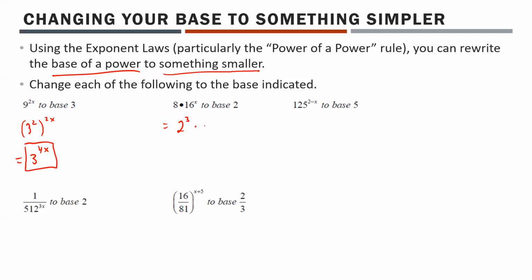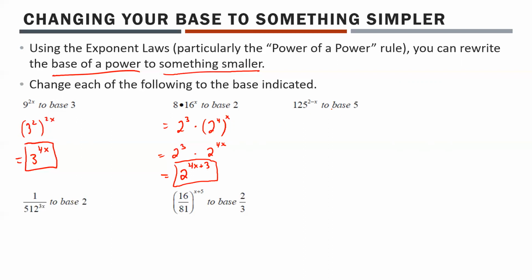Times by 16 can be written as 2 to the power of 4. And then the x right here just stays on the outside. So this becomes 2 to the power of 3 times 2 to the power of 4x. And since we are multiplying two powers with the same base, we can just add the exponents. And I like writing the x first, so I'm going to write this as 2 to the power of 4x plus 3. Because again, with addition, order does not matter, so I just put the x first.